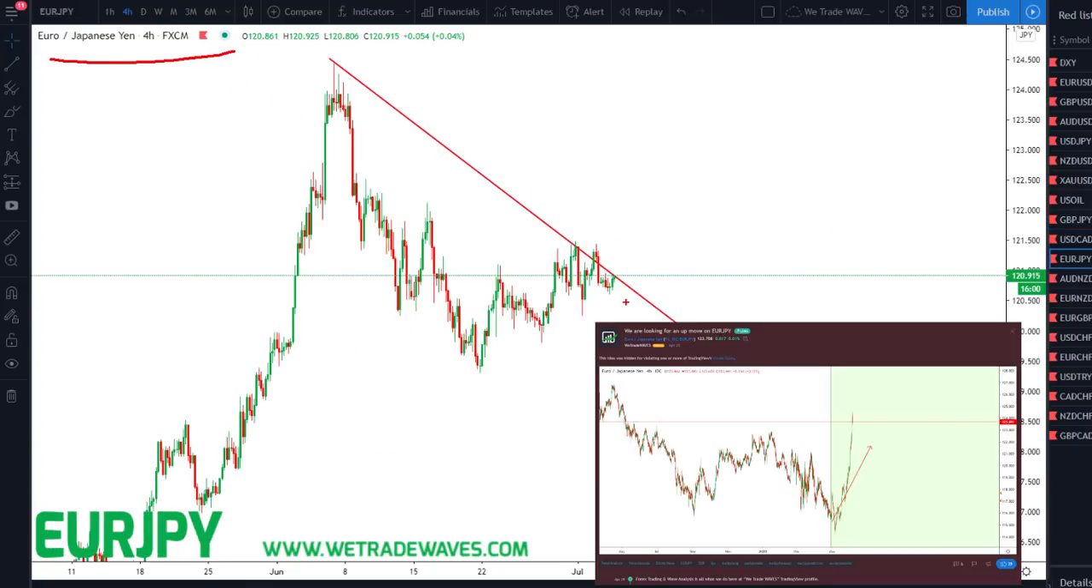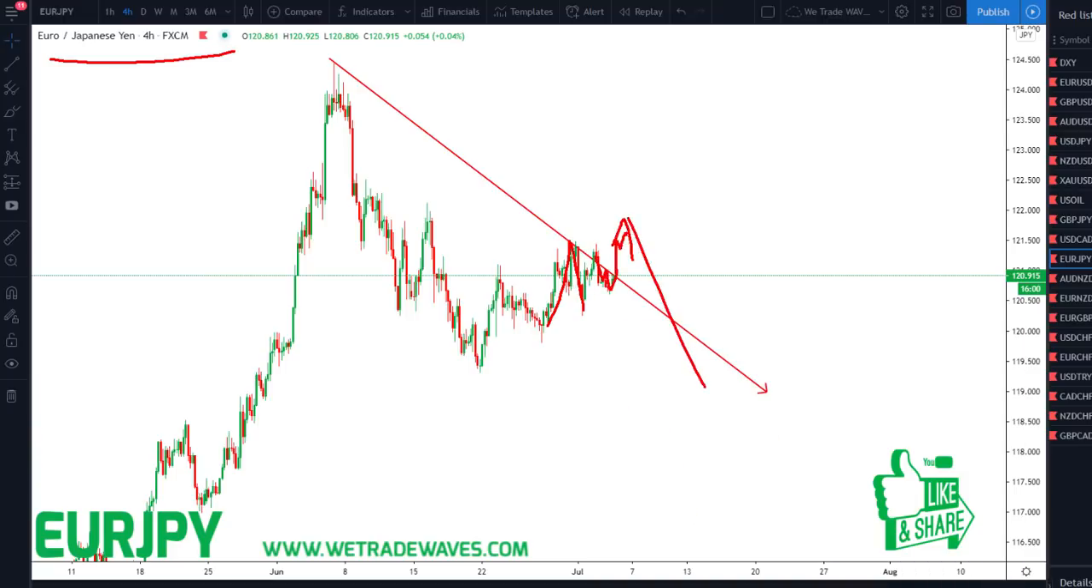Euro yen, for this one, we said up and down, the market is making a bigger corrective structure. And in this one, we might be getting one more push up before we go for the next down wave. From here, we said we need a bigger corrective structure, and the market went down.